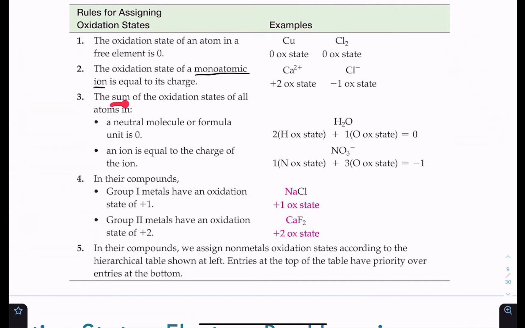And the sum of the oxidation states of all the atoms depends on a couple things. If the molecule, something like H2O, is written without a charge on it, the oxidation states will add up to 0, because technically its charge is 0. So for a neutral molecule, it's 0. And if you have an ion, something like nitrate, NO3 minus, written with that charge, then the oxidation states all add up to -1.